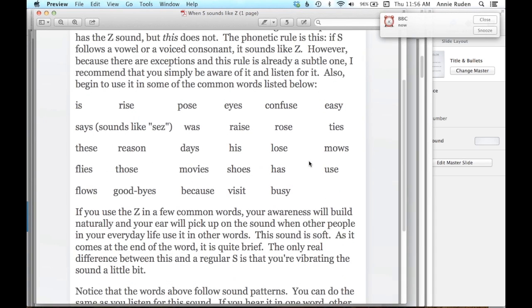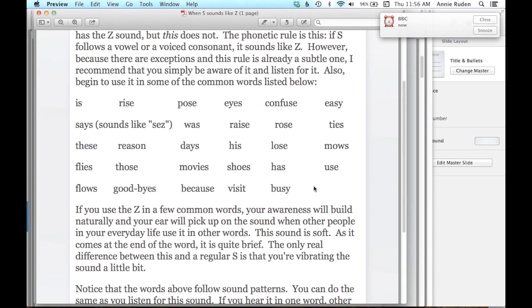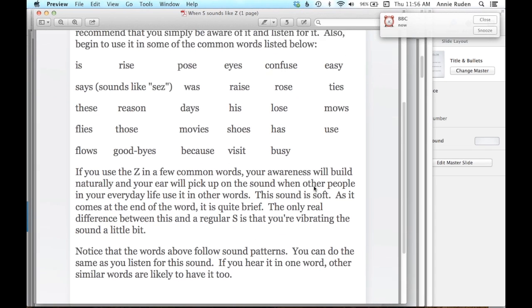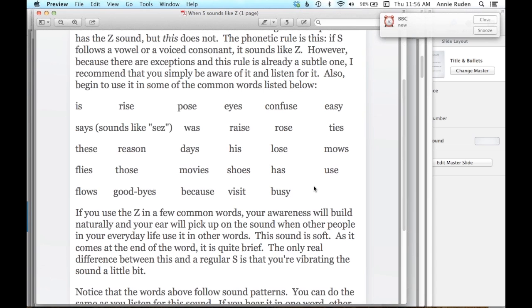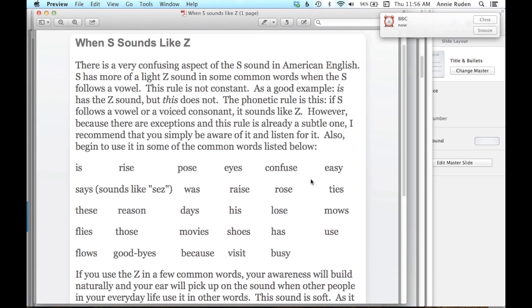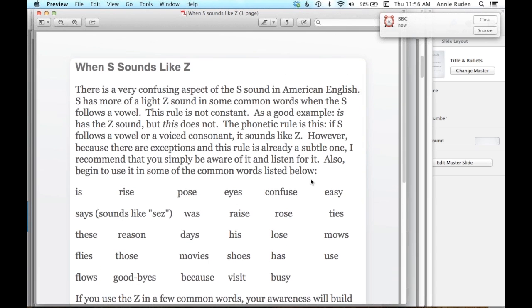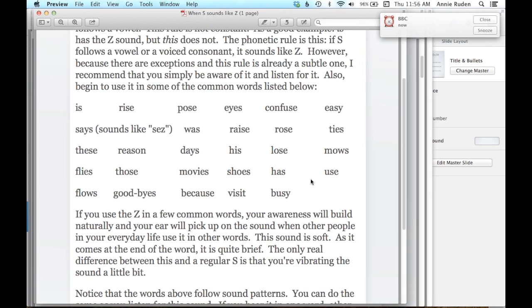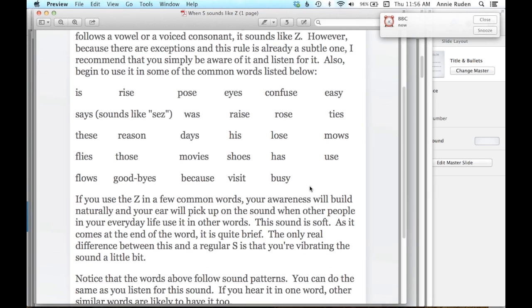So I have this worksheet where we have some of the most common words that have the Z sound instead of the S sound. This is something I need to put up in the bonus lessons, but after the webinar, if you're interested in this worksheet, then email me and I'll send it to you. And I'll work on getting this up on the bonus lessons.